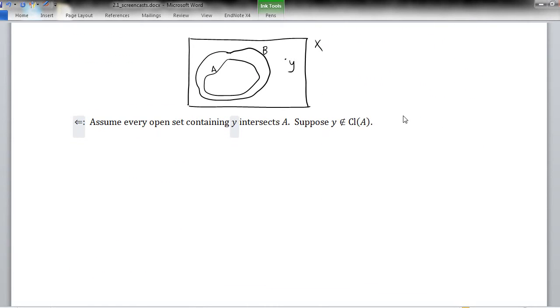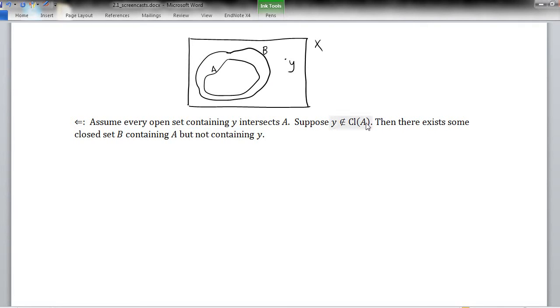Well, what does that mean? Well, if you're not in the closure of A, the closure of A is the intersection of all of the closed sets containing A. Okay. So to not be in there means that there's some closed set B containing A which does not contain Y. Okay. Then there exists some closed set B containing A, but not containing the element Y.